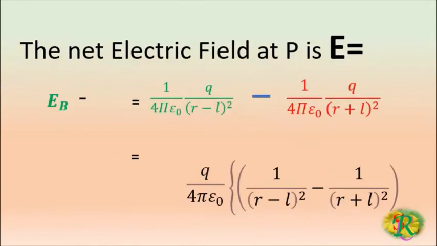The net electric field at P is equal to EB minus EA. Substituting the equation, 1 by 4 pi epsilon 0 Q by (r minus L) whole square minus 1 by 4 pi epsilon 0 Q by (r plus L) whole square. We can take Q by 4 pi epsilon 0 outside. It's a common factor here. So Q by 4 pi epsilon 0 into [1 by (r minus L) whole square minus 1 by (r plus L) the whole square].